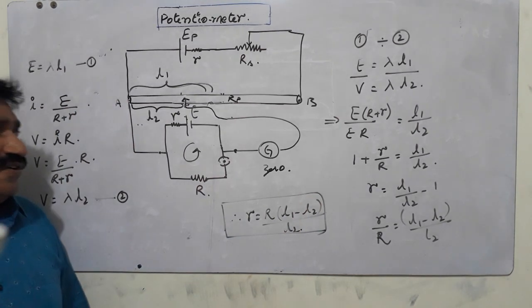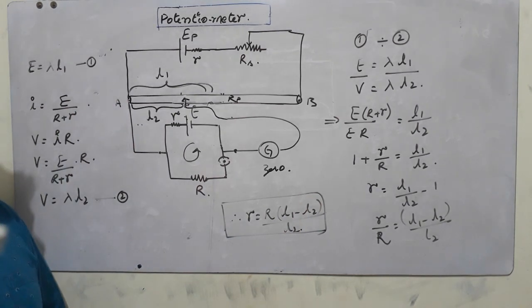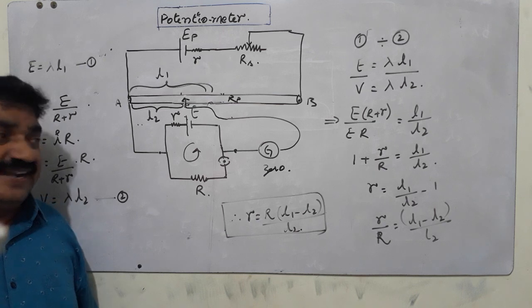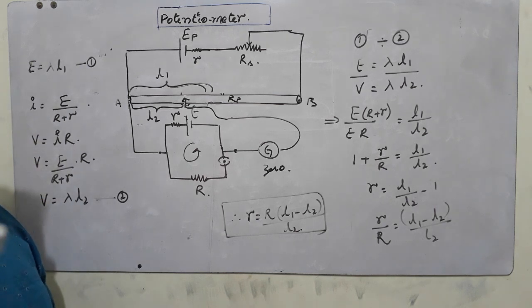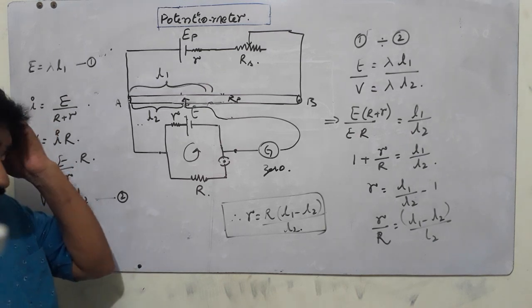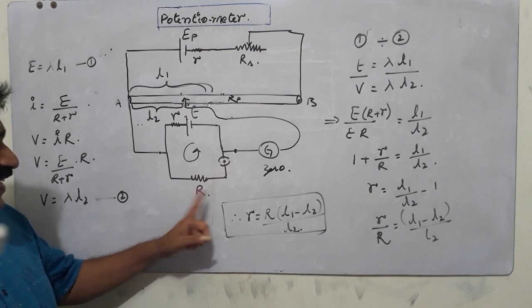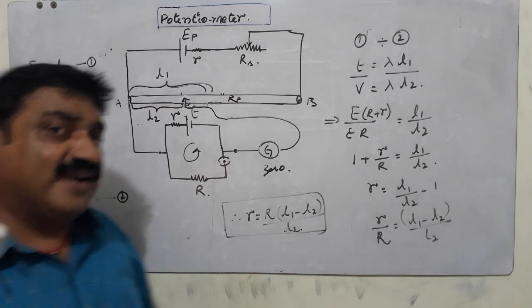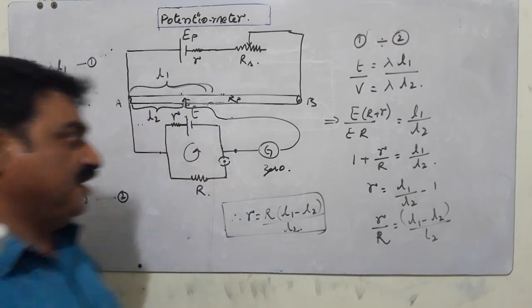This is one of the most important concepts in the potentiometer, that is, determination of the internal resistance of a cell. Directly, you can take different resistances in this situation. That one also I am going to explain.